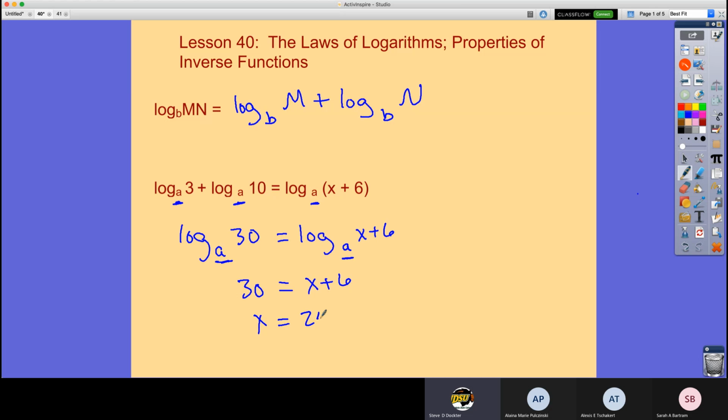X equals 24. And if we were to say that this a were an actual number, we could plug this into our calculator, and the left side would end up equaling the right side. So whenever you have two things multiplied together, you can split them apart by adding them, or if you have two things added together, you can put them together by multiplying. That is the product rule of logarithms.